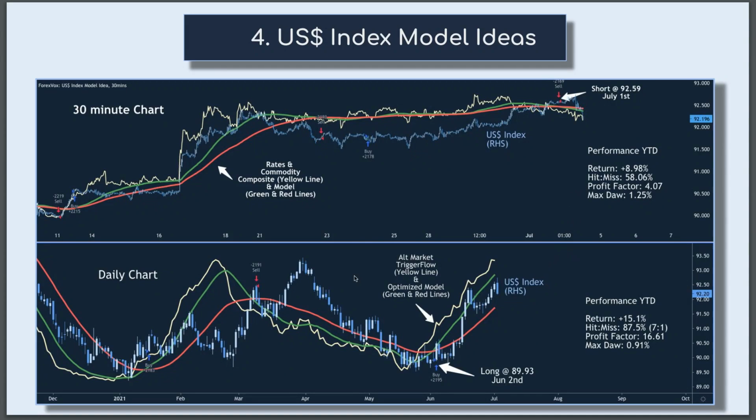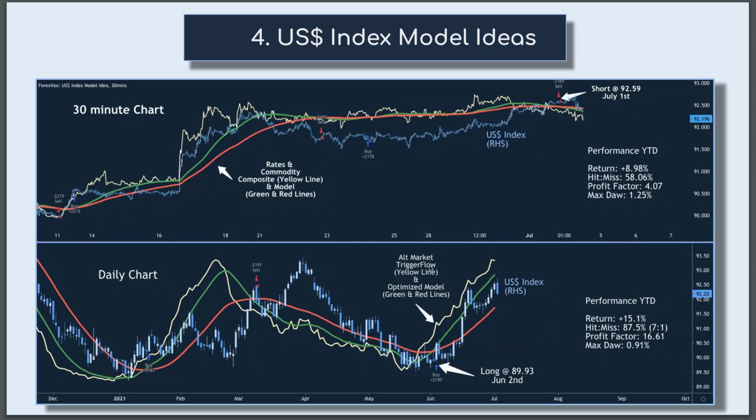As for the bottom chart here, this is a daily chart, and this is again DXY, the US dollar index, up against an alt market model based off the TriggerFlow. Again, I've highlighted that. The TriggerFlow here is a yellow line, and an optimized model built around that TriggerFlow. Again, green and red lines indicative of sells and buys. So very few signals. It's a daily chart, remember. Total of 8 trades year to date. Very nice hit-miss ratio. Profit factor, very good. Maximum drawdown, very negligible, and the return of 15.1%. So very happy with that.